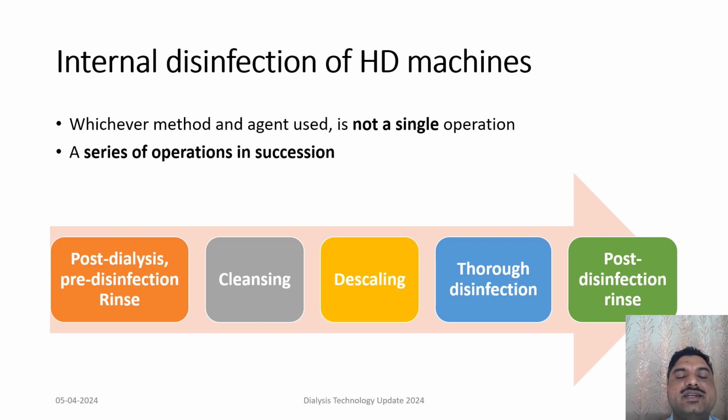Now coming on to the internal disinfection of the hemodialysis machines. When we say internal disinfection, it is not a single operation, but basically a series of operations that has to be done in clear succession to achieve complete disinfection of the hemodialysis machines. There are 5 steps. First is a post-dialysis pre-disinfection rinse, followed by cleansing, then descaling. This is followed by a thorough disinfection, and lastly the post-disinfection rinse.